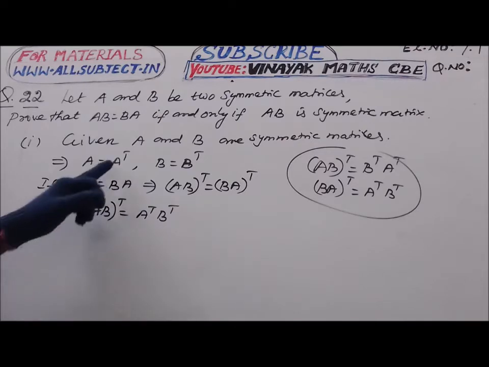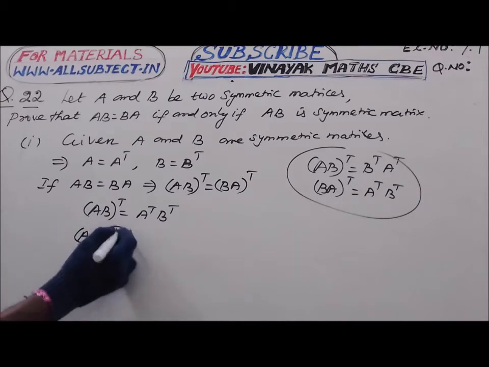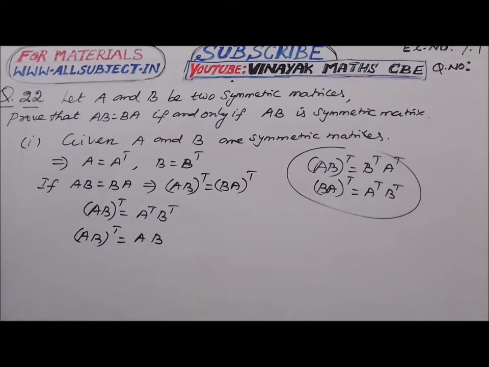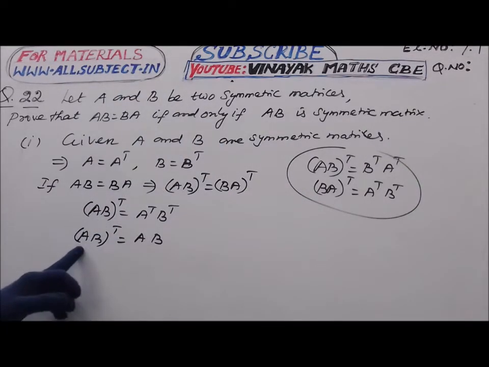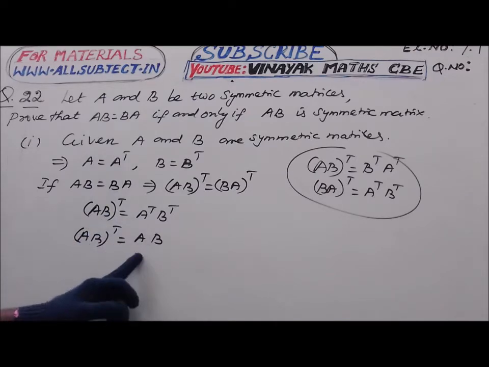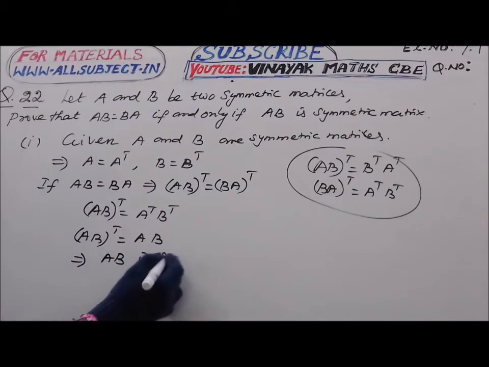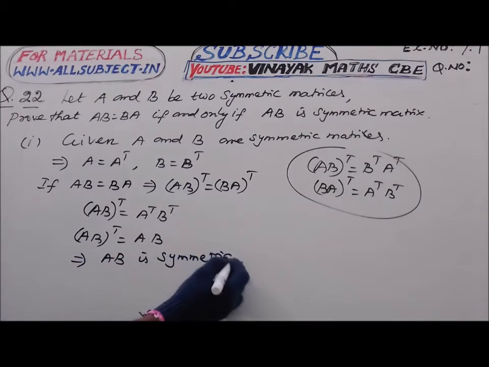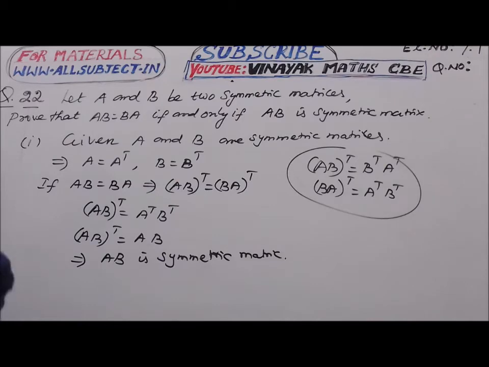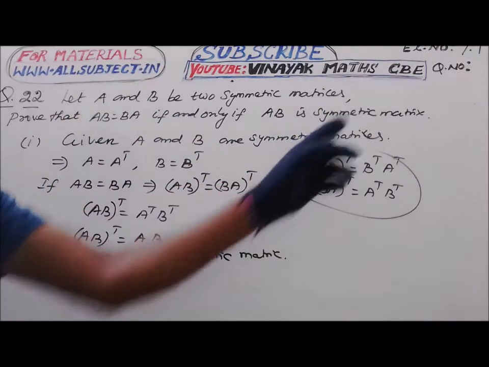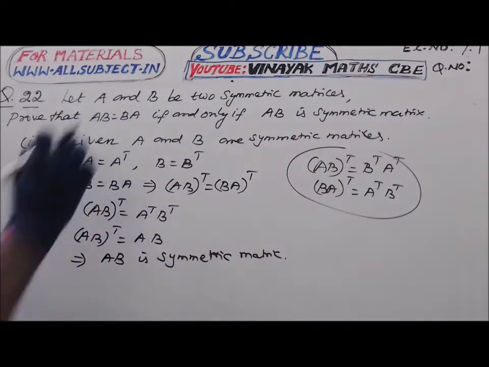Now A transpose is A and B transpose is B, which implies AB whole transpose is equal to AB. Now AB whole transpose is equal to AB, this means AB is symmetric matrix. Now we have taken AB equal to BA and then we have proved AB is symmetric matrix. In the reverse, we should prove when AB is symmetric, we should show that AB equal to BA.